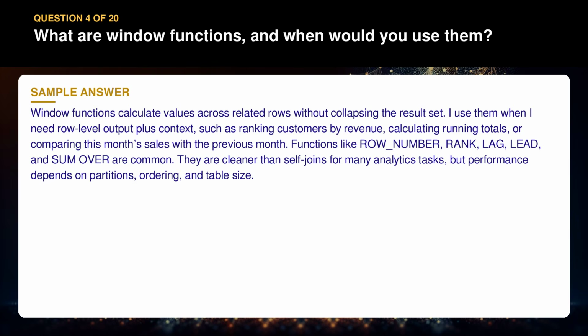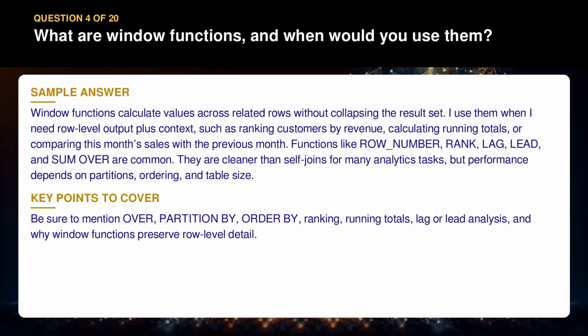Window functions calculate values across related rows without collapsing the result set. I use them when I need row-level output plus context, such as ranking customers by revenue, calculating running totals, or comparing this month's sales with the previous month. Functions like row number, rank, lag, lead, and sum over are common. They are cleaner than self-joins for many analytics tasks, but performance depends on partitions, ordering, and table size.